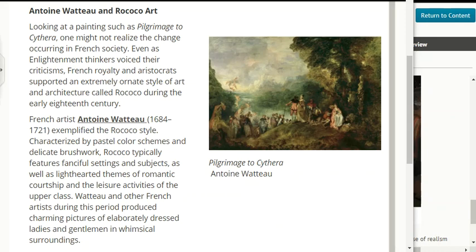French artist Antoine Watteau, from 1684 to 1721, exemplified the Rococo style. Characterized by pastel color schemes and delicate brushwork, Rococo typically features fanciful settings and subjects, as well as light-hearted themes of romantic courtship and the leisure activities of the upper class. Watteau and other French artists during this period produced charming pictures of elaborately dressed ladies and gentlemen in whimsical surroundings.